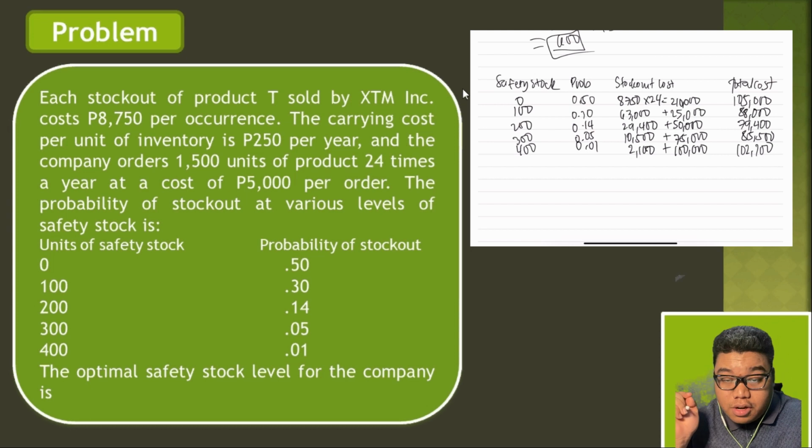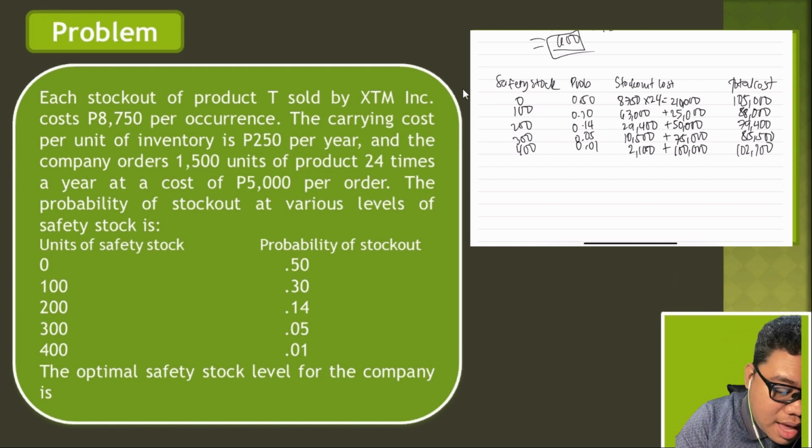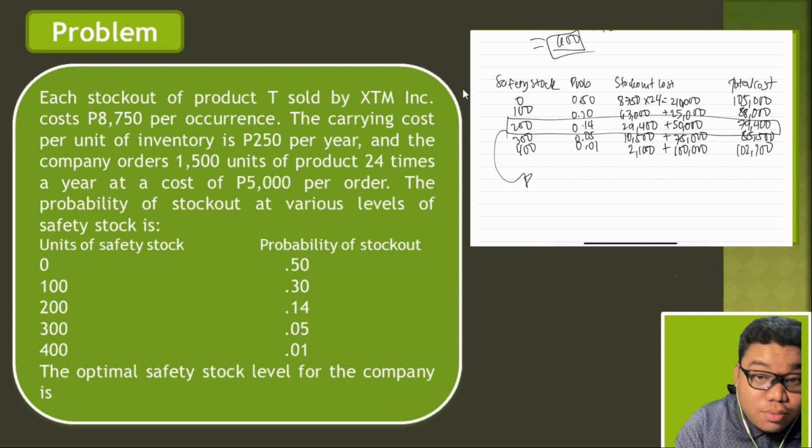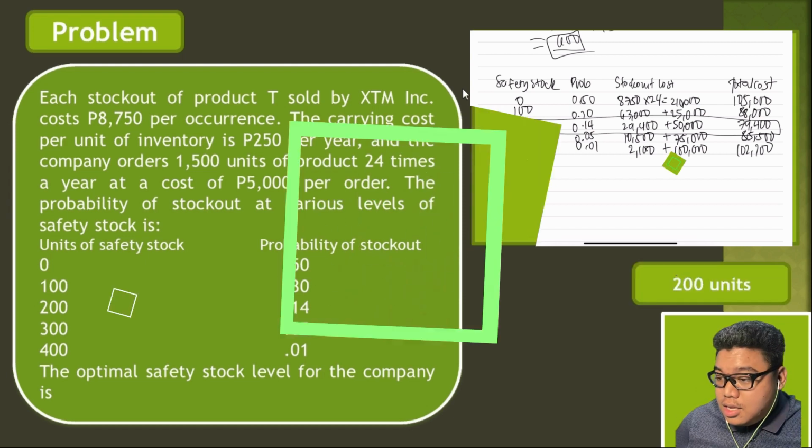As mentioned, the safety stock that we need to maintain would be the level or the units of safety stock where the total cost would be lowest. So that would be at 200 units. So that would be your safety stock, 200 units.